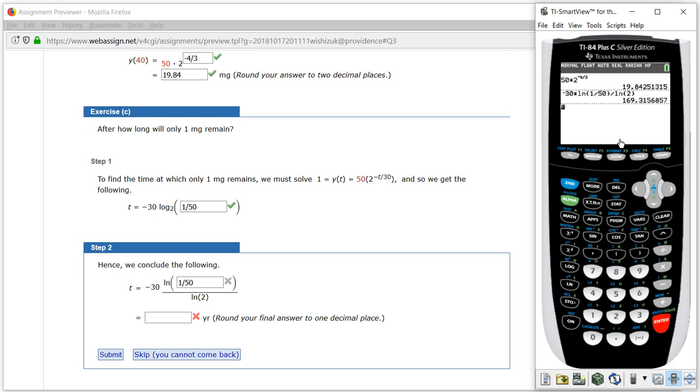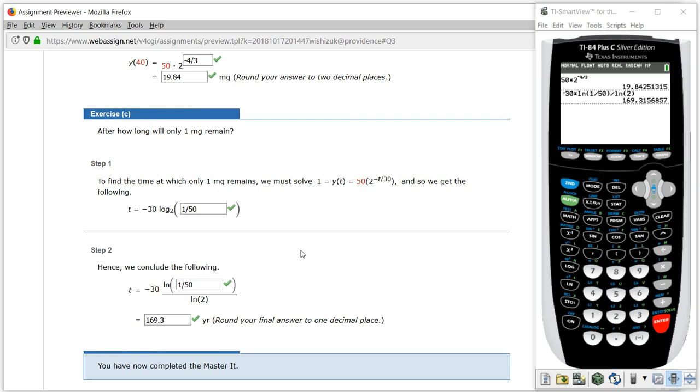To 1 decimal place, it's going to be 169.3. So 169.3 years to become only 1 milligram. Let's check the answer. I came back and it looks like we got part C correctly. That's it. I hope that this was clear.